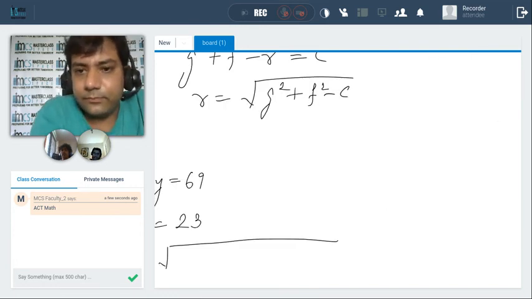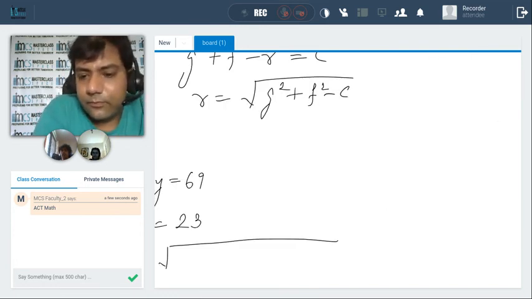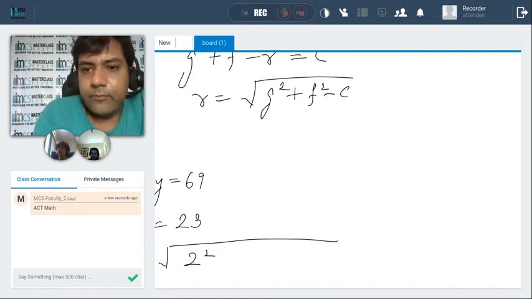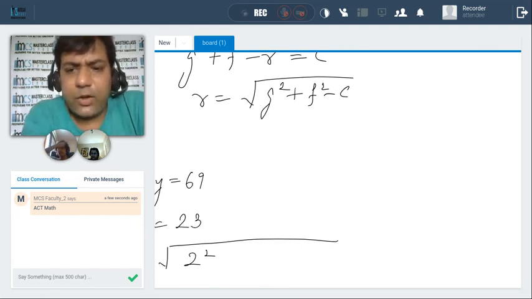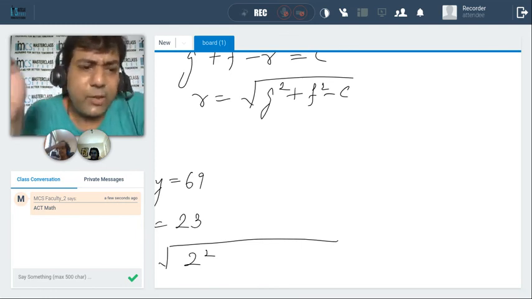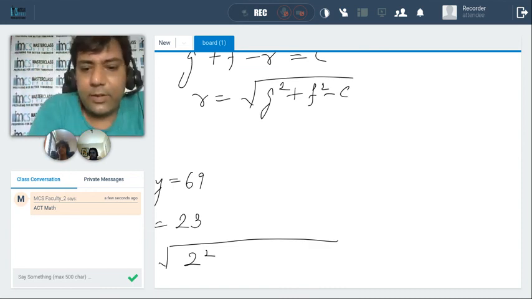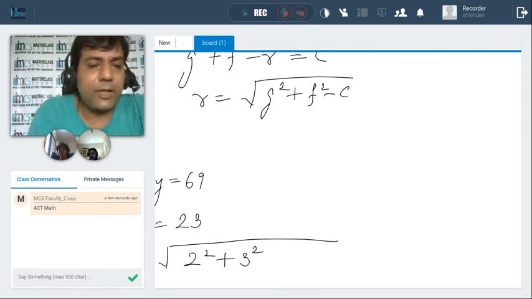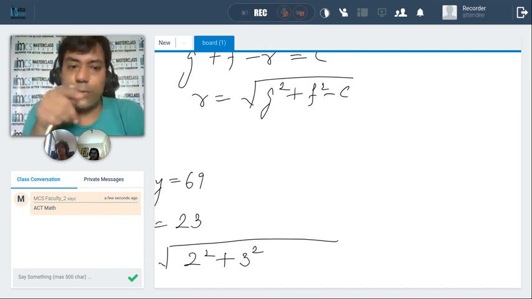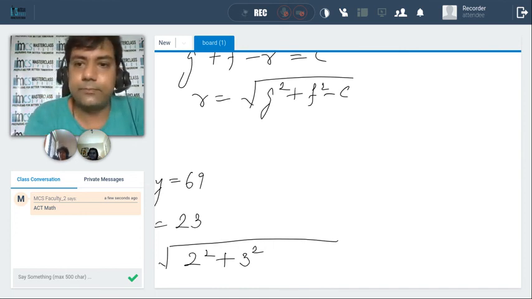The formula is root of g squared plus f squared minus c. Either I do g square or I do minus g square, it's okay. Either I do f square or I do minus f square, it's okay. 2 square plus 3 square, whichever way I want to, because the square of a negative is also positive. So you don't have to worry whether this is g or minus g.